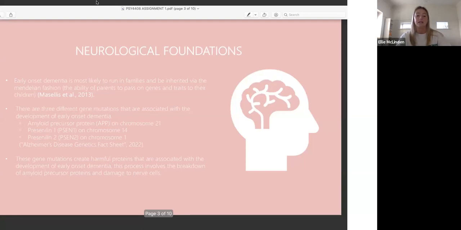Beta amyloid proteins build up and cause plaques, and twisted fibers of tau create tangles. Plaques and tangles first attack the memory areas of the brain, but as the disease progresses, they spread to affect more areas of the brain, resulting in complete cell death.